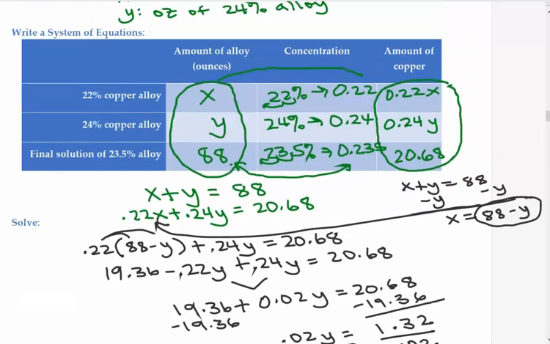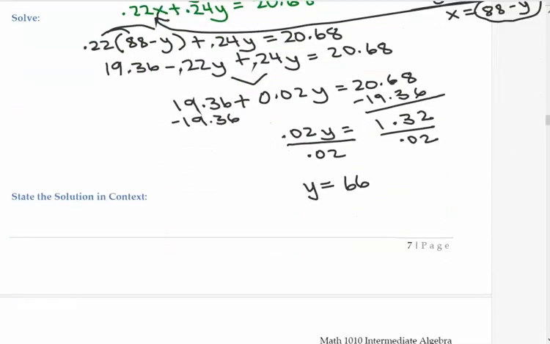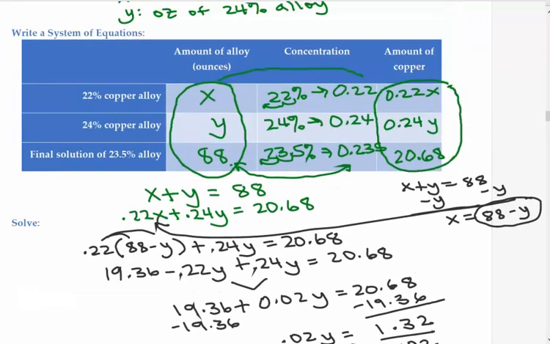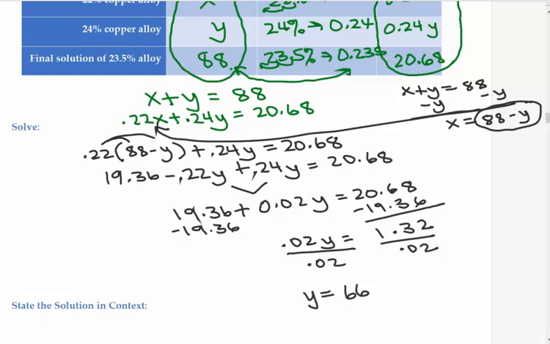Let's go back up here to when I defined my variables. Ounces, 24% copper alloy. Okay, so the 24%, because we found the Y, right, and we called that the 24% copper alloy. So we need 66 ounces of the 24% alloy.